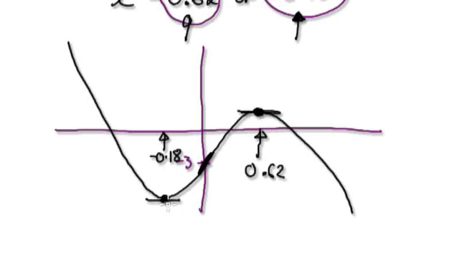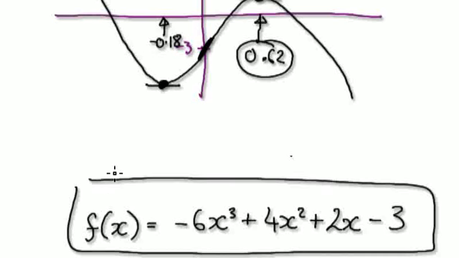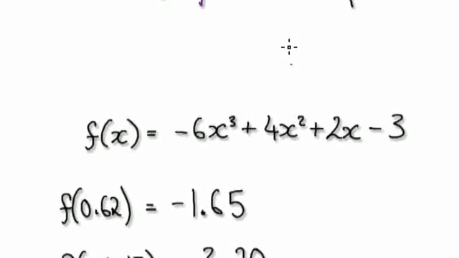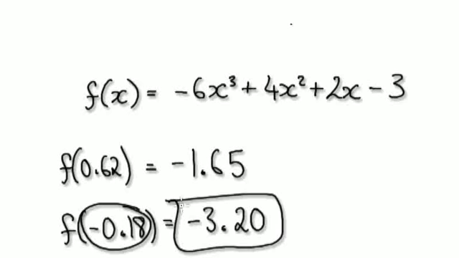Now, we know that the turning point will be here, and we know that the other turning point will be here. The thing is, this bit here could go under the x-axis, or it could go over, and the way we find out is by putting this into the original function. So this here was our original function. Put this 0.62 into the original function. That will then give you this. Okay, and then put the other value here into the original function. That will then give you this.